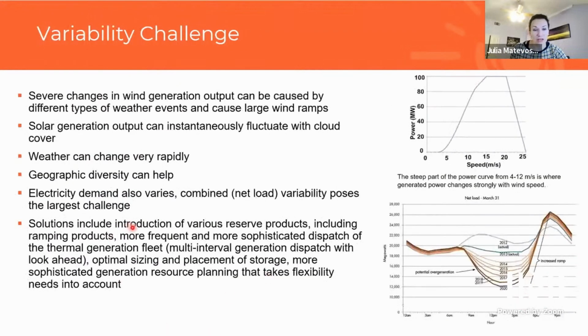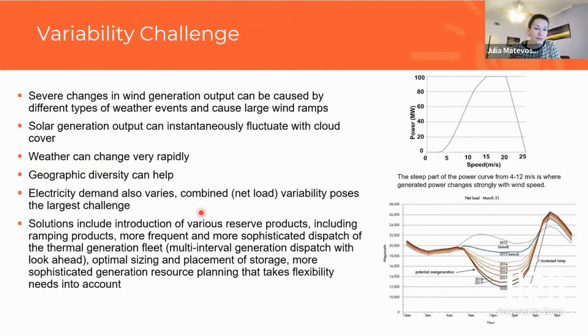Yeah, so this is a challenge I talked about, and some of the solutions being used are the introduction of various reserve products. In some areas they introduced so-called flexibility products or ramping products. It's also possible to address it if you have more frequent generation dispatch. So you don't dispatch your thermal generation every hour, but maybe you do it every 5 minutes and you can prepare for these changes in net load.